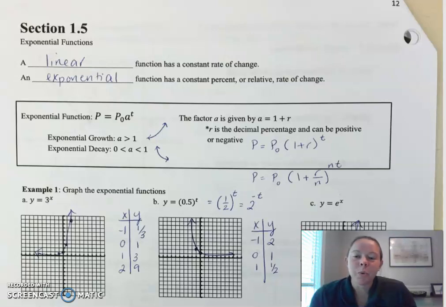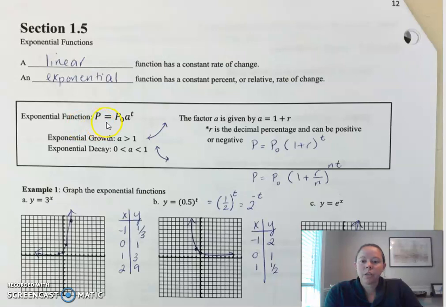Hello, this is section 1.5 for Calc survey, and today we're going to be talking about exponential functions. A linear function has a constant rate of change. That's what we've been talking about in the previous sections. And an exponential function has a constant percent or relative rate of change. So hopefully a lot of these formulas will look familiar to you.